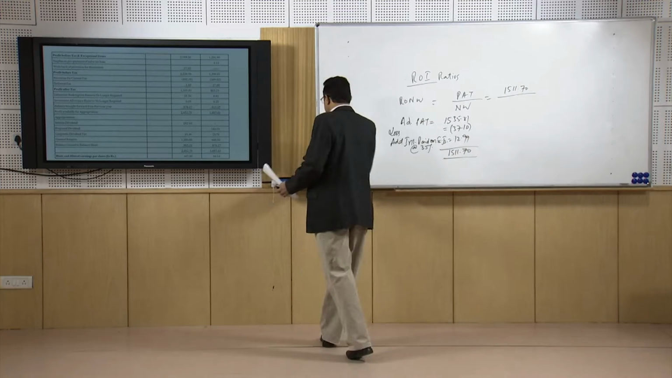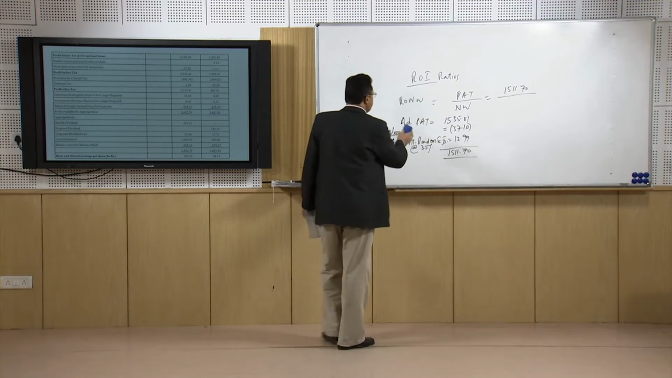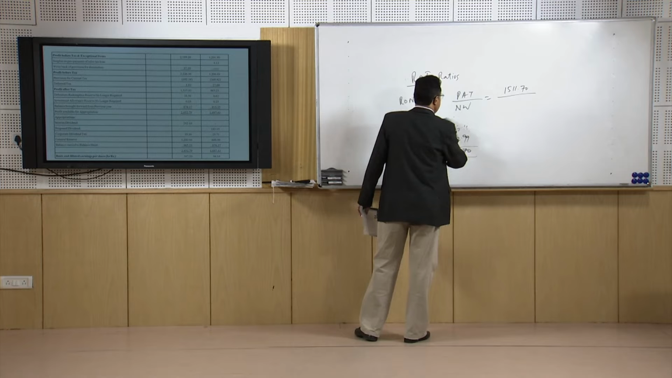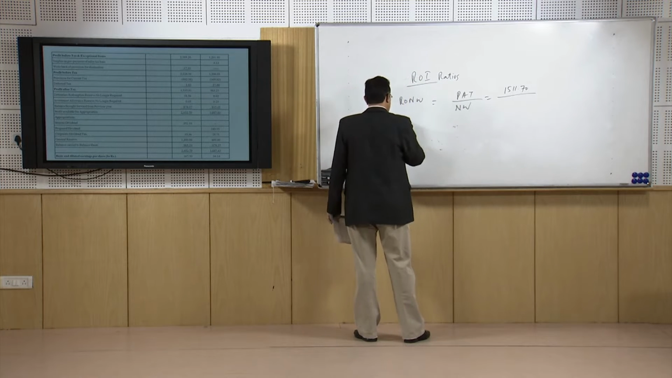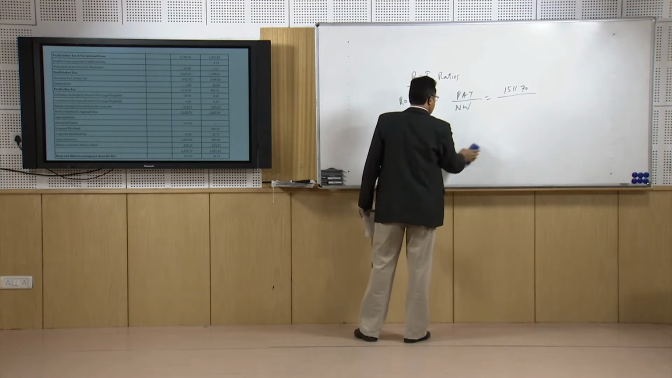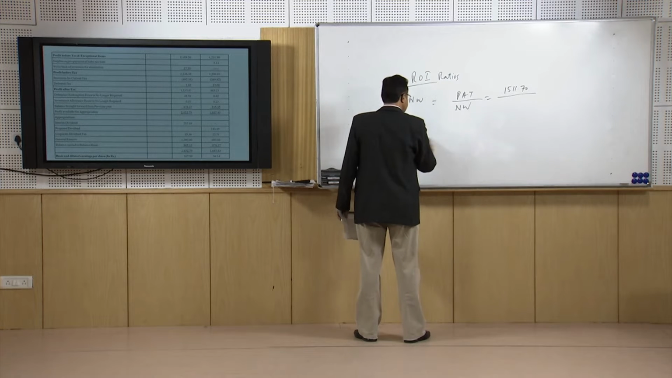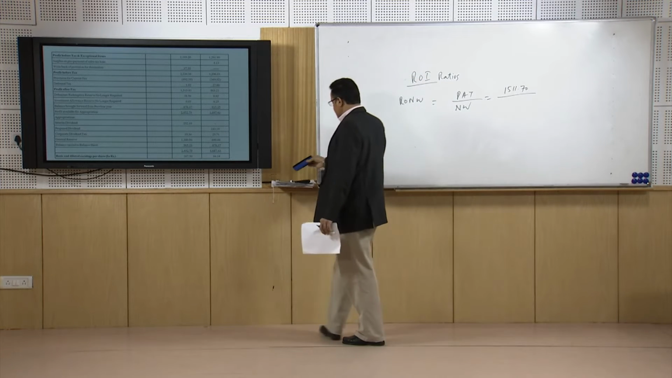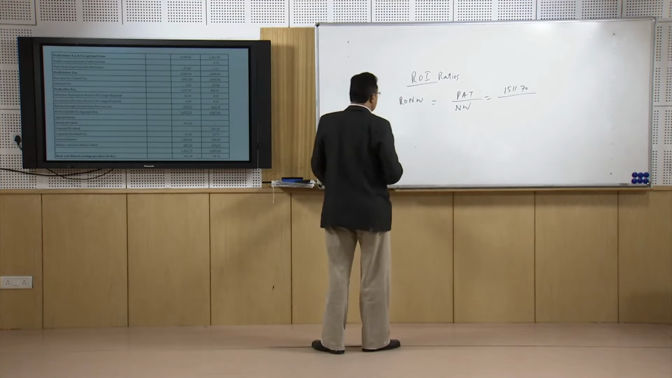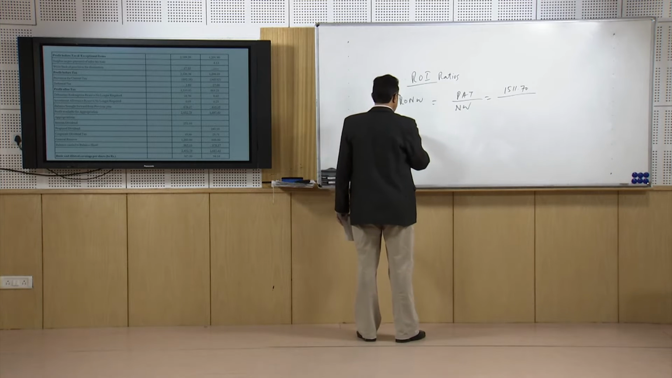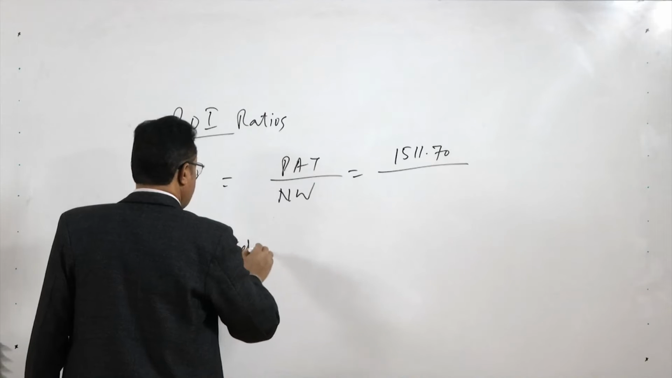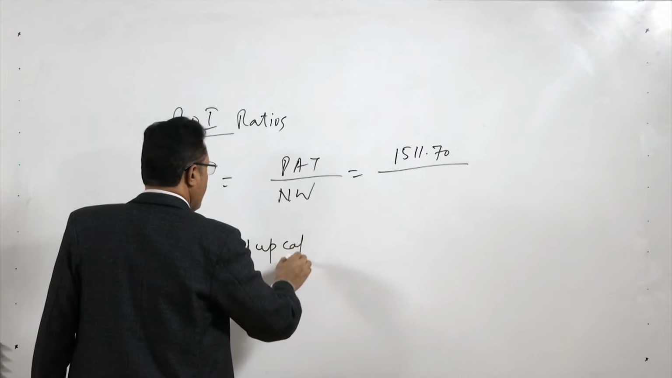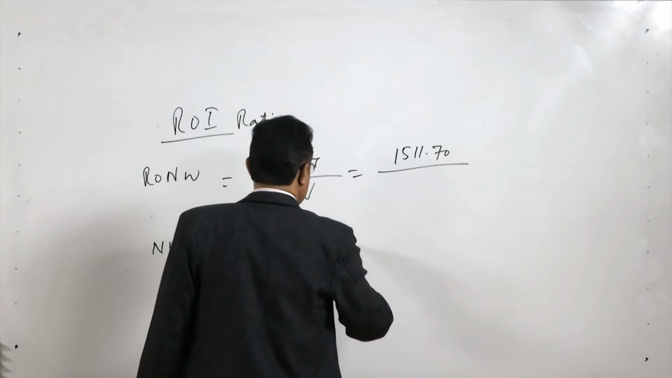Now, we will have to calculate the net worth also. Net worth should not be taken as the year-end figure. Net worth we also have to adjust. When we are calculating the net worth, what are we including in it? Net worth means the paid up capital plus free reserves.